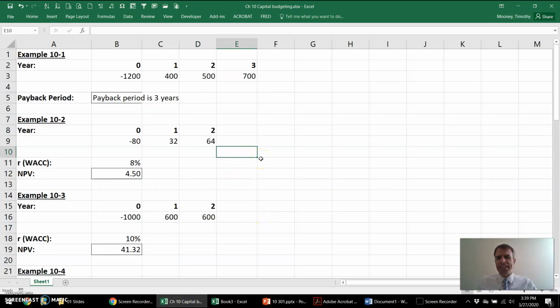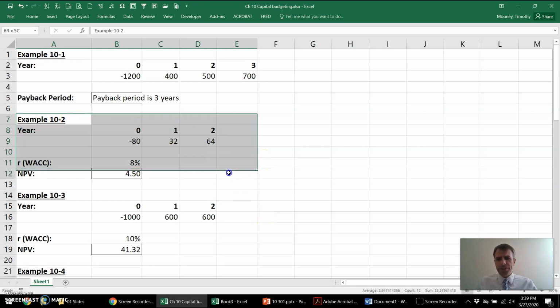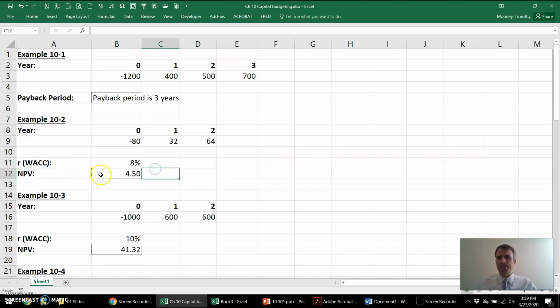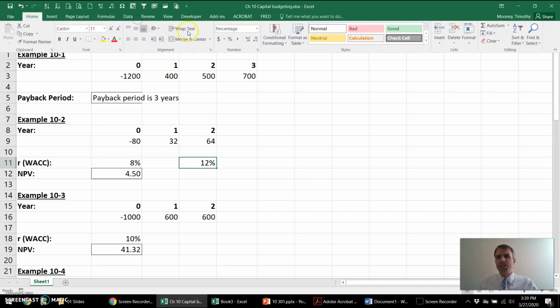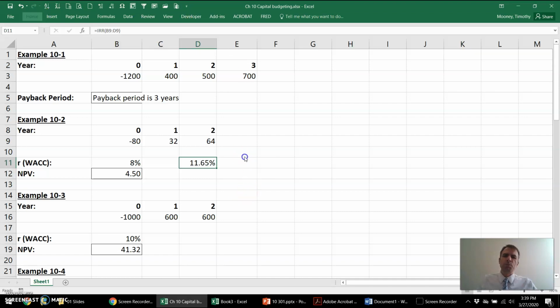Like if we look at this example 10-2 earlier on, we found the project's net present value. It's a positive NPV project, right? And so most positive NPV projects will also have an internal rate of return that's greater than the discount rate, right? So if we compute this project's IRR, it comes out to be 12%. We can show more decimals if we want. 11.65%, right? And so, it's kind of intuitive to think about, is this project worth it, right?